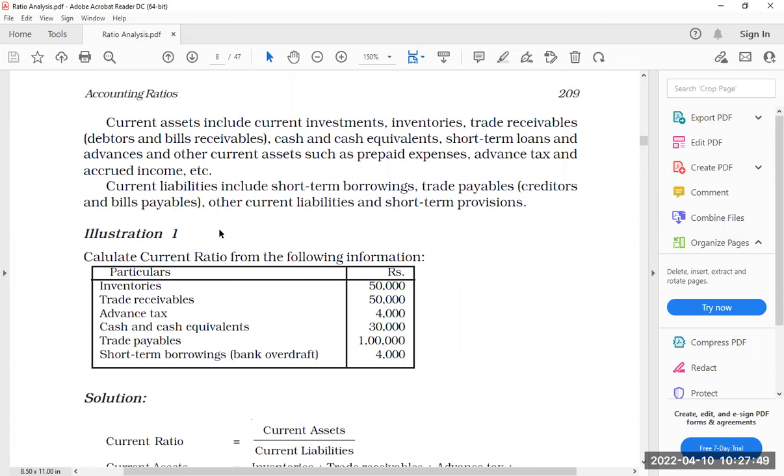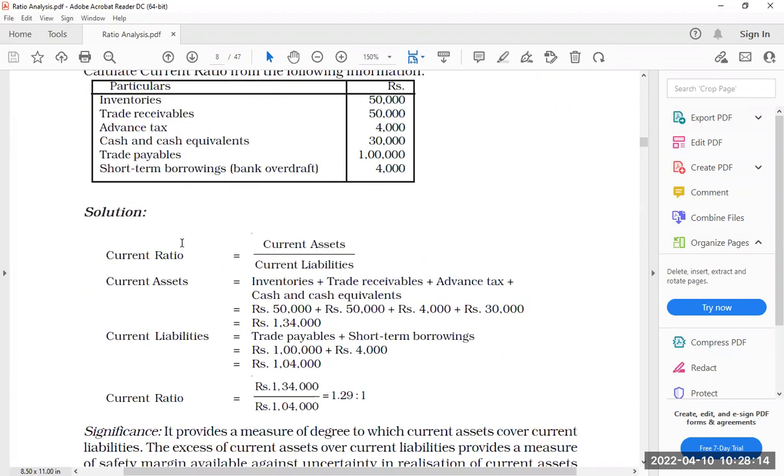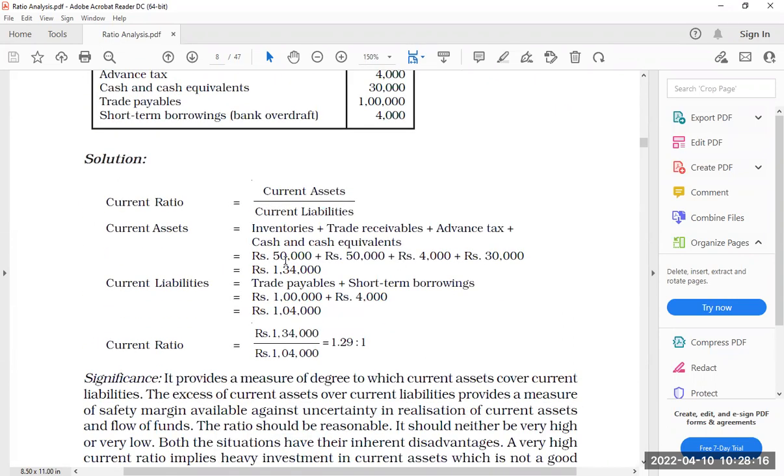Yes, we forgot to tell about inventory. Inventory, stock in trade, is a current asset. Trade receivable, current asset. Advance tax, current asset. Cash and cash equivalent, current asset. Trade payable, current liability. Short-term borrowing from a bank, current liability. So 1,04,000 is the current liability. Remaining all are current assets. So take the current asset total and the current liability total and divide them. 1,34,000 divided by 1,04,000 is equal to 1.29 is to 1. What does it mean?